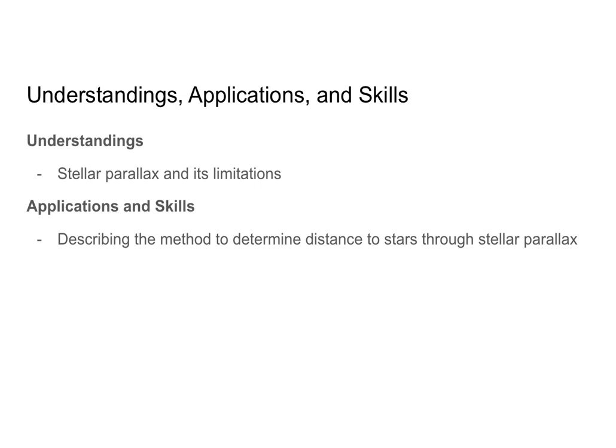So our IB understandings, applications, and skills: you should be able to understand stellar parallax and its limitations. That's something that's very key, so make sure you're paying attention for the limitations of stellar parallax. And you should be able to describe the method to determine distance to stars through stellar parallax. I'm going to go ahead and underline that word describe.